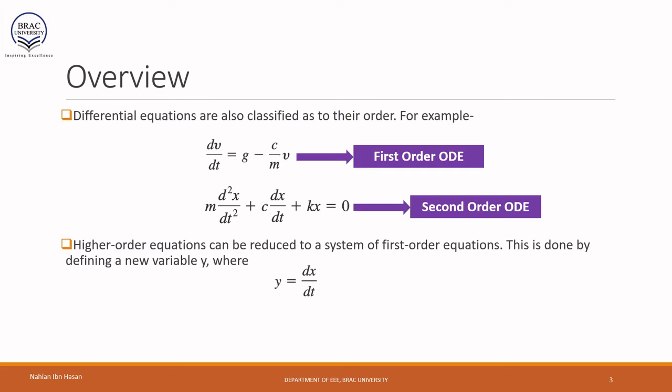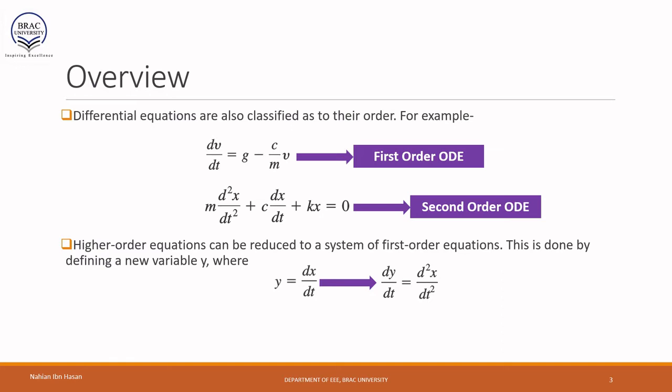Let's say in the second order differential equation we have the independent variable t. We are going to introduce a new term y, where y is equal to dx by dt. If we differentiate y with respect to t, we will see that dy by dt means differentiating this term again, that means d square x by dt square.